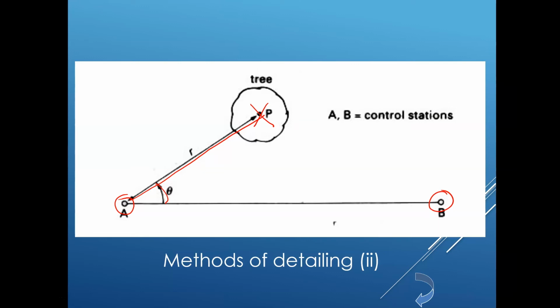I think you can imagine now, if you have a total station, simply set it up on A, set it to B at a value that you've chosen, then just measure theta and measure the distance, and that will automatically give you the position of P, which is quite straightforward.